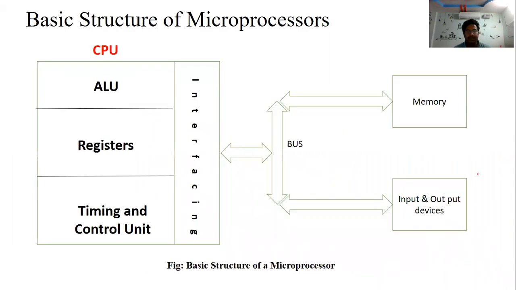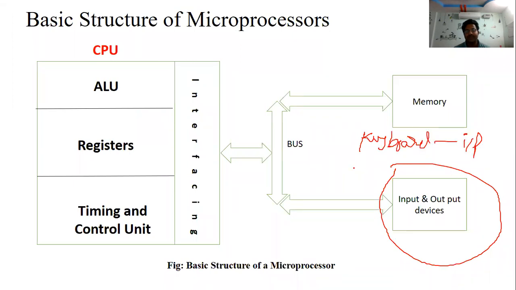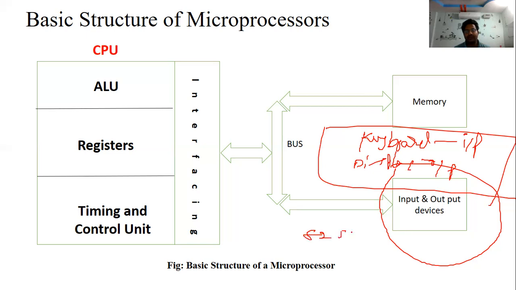Then you see this. This is the input and output devices. You know that keyboard is an input device. Display is an output device. So by connecting these devices, you can also use 8255. 8255 is also useful to connect this keyboard as well as display device. But by connecting this keyboard as well as display to this 8255, there are some problems that arise in the process.